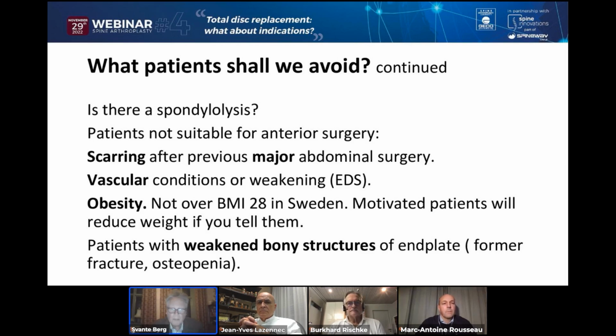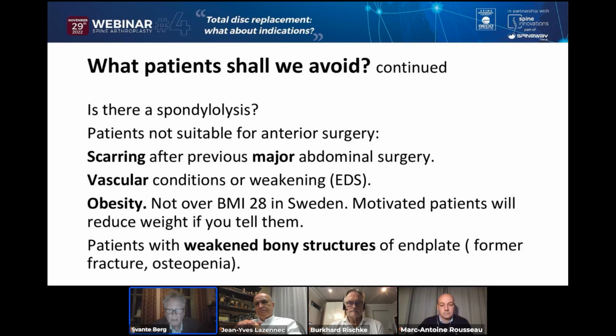They might have serious scarring after major abdominal surgery, not only an appendix or a gynecological surgery or something like that, but major abdominal surgery. Then it might be something we won't get into again. They might have ongoing vascular conditions or weakening like Ehlers-Danlos syndrome, which has very, very weak vascular structures. In Sweden, we don't do this type of surgery if BMI is over 28. That is lower than in other countries, but we feel it increases the risks a lot.